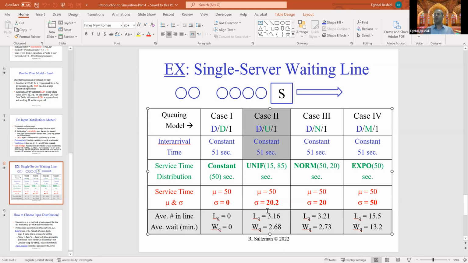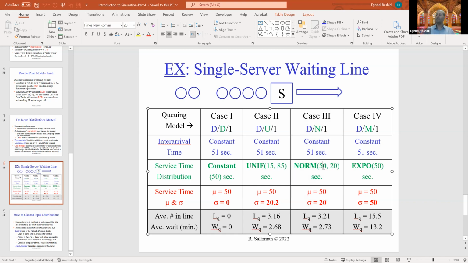In another case, we assume that the service time follows a uniform distribution between 15 and 85 seconds. The average service time is 50, and the standard deviation is 20.2 seconds. So for this system, which has randomness but follows a uniform distribution, the output is, as we can see here, the average number of people waiting in line is 3.16, and the time to wait in line is 2.68.